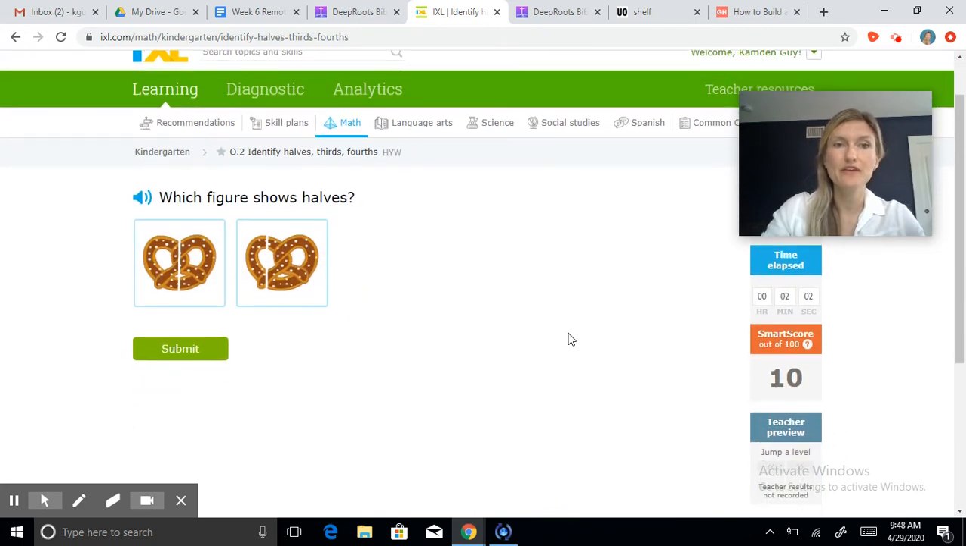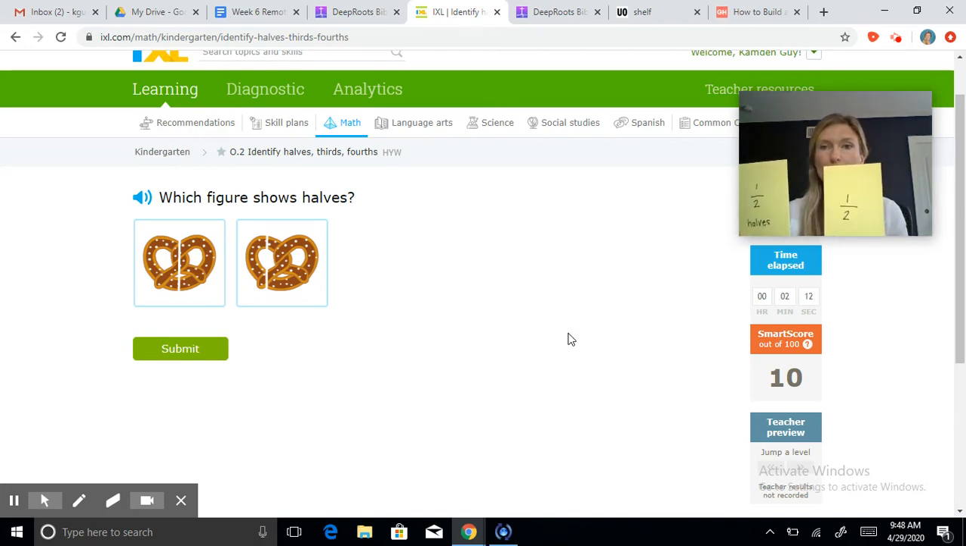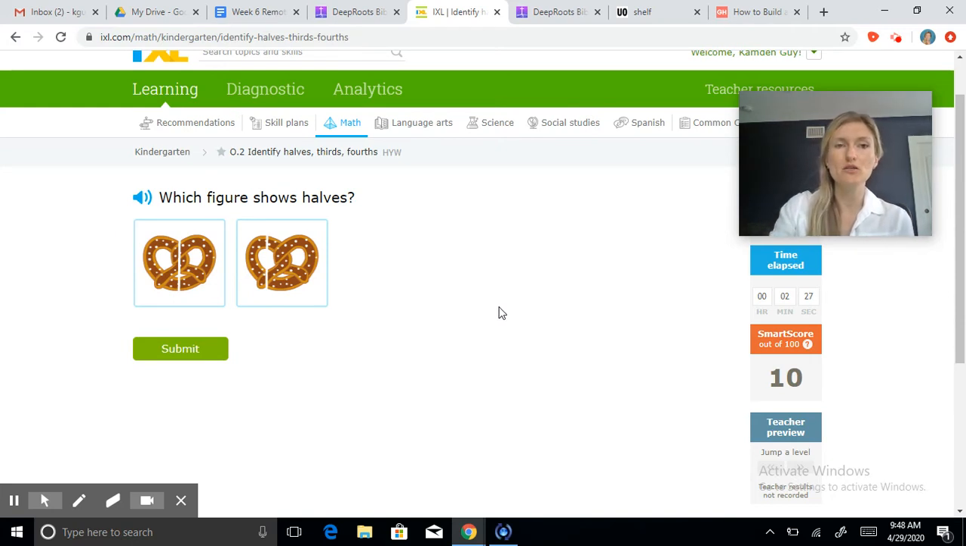That says, which figure shows halves? Well, you might already know that if you're going to share something with someone and you cut it in half, it means that you make 2 equal parts. 2 equal parts put together makes a whole. So I have 1 half and I have another half and it makes a whole. But we call these halves. So if I'm looking at this pretzel, which one shows halves? It has to be the one that shows 2 equal sides. This one isn't equal. I wouldn't get as much as my friend would get, so it wouldn't be equal.